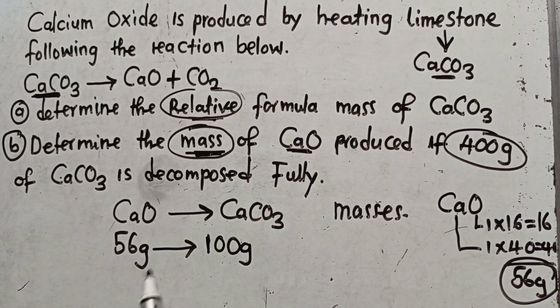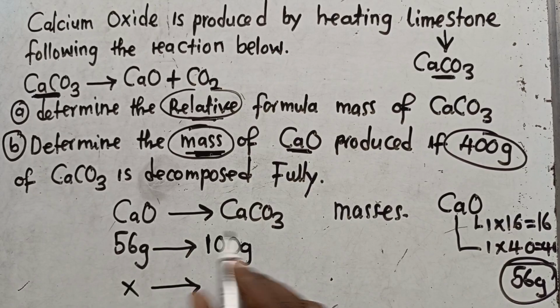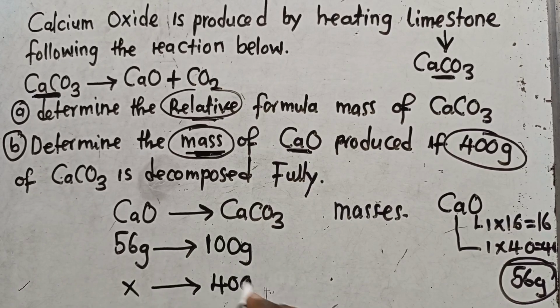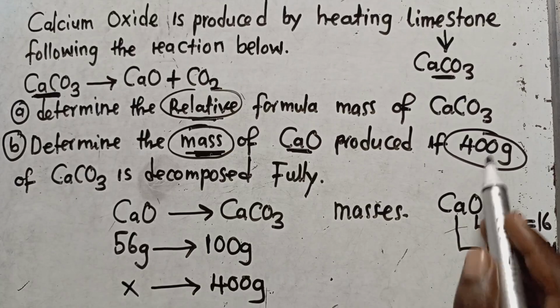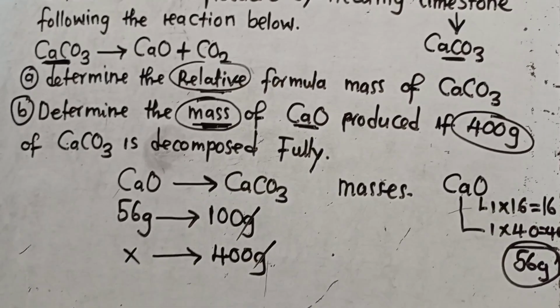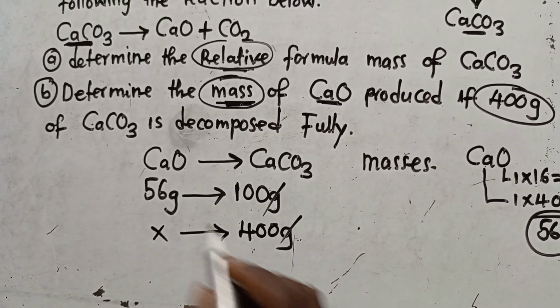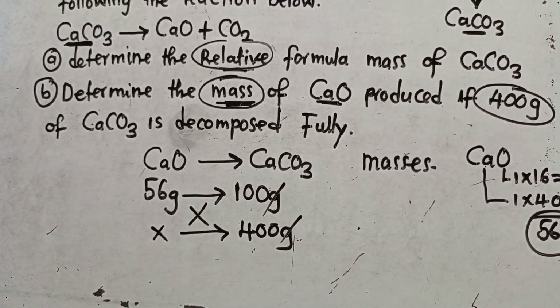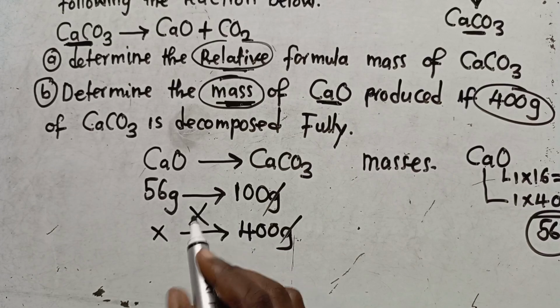And then I say, okay, I want to find the mass of calcium oxide when given the mass of calcium carbonate, which is now 400 grams of calcium carbonate, where this and that are going to cancel. I then cross multiply, where I'm going to say 56 times 400. What answer am I getting? So 56 times 400.